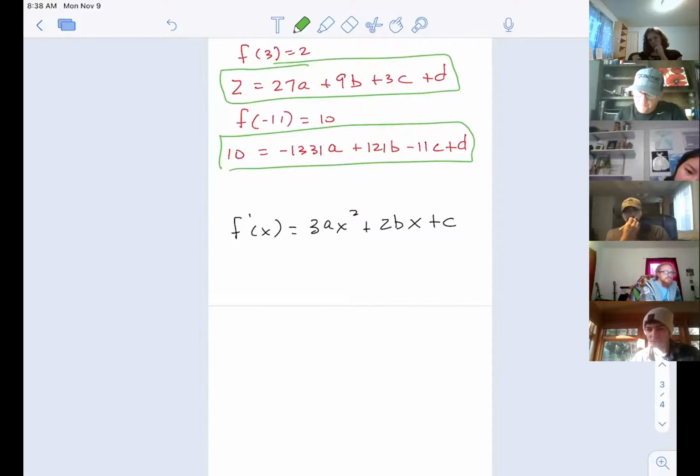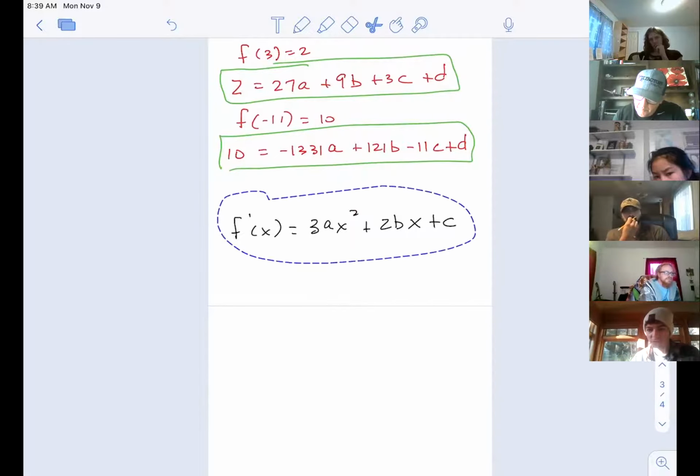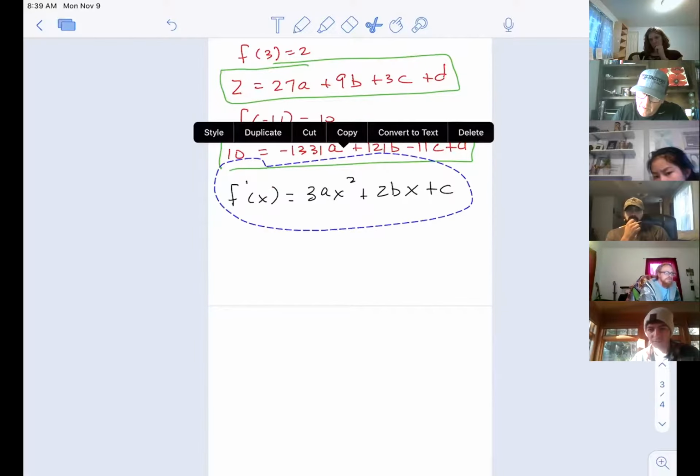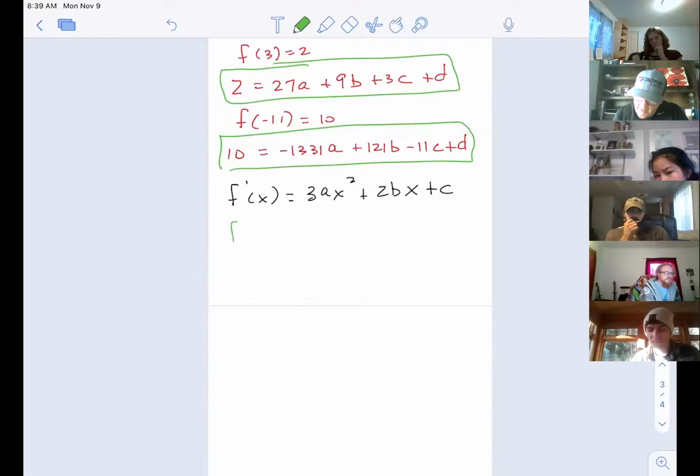Here's the next 2. Don't I also know, now that I realize how much room I need, I'm going to move this up. Don't I also know that when x is 3, what's the slope supposed to be for me?